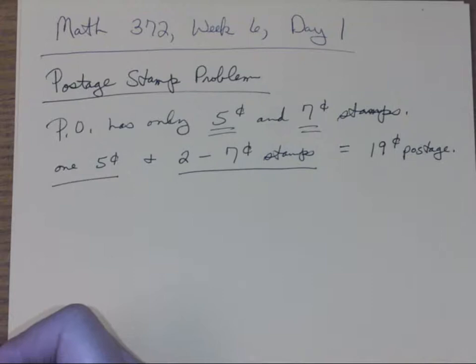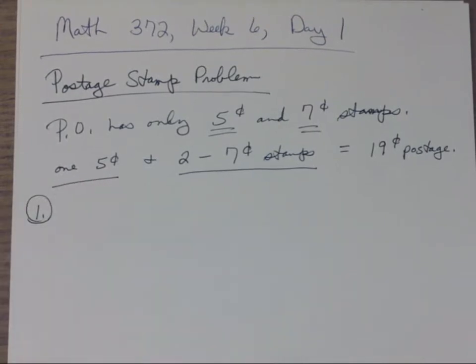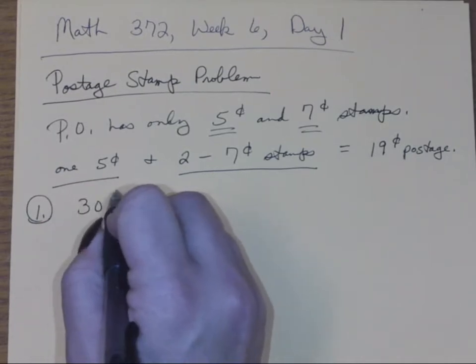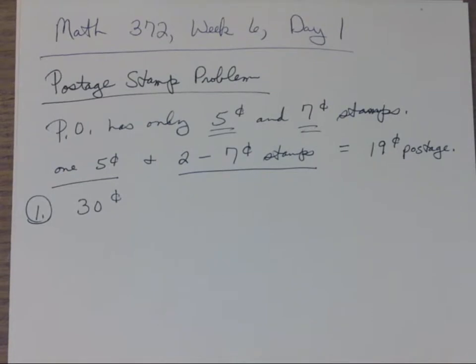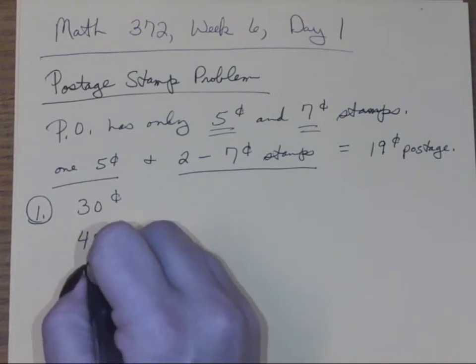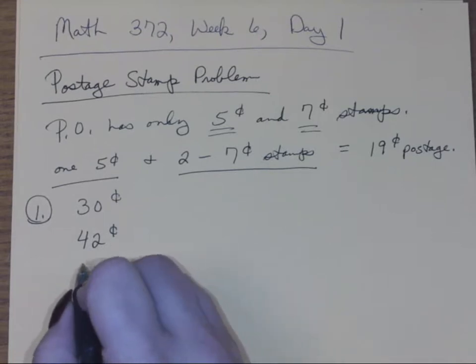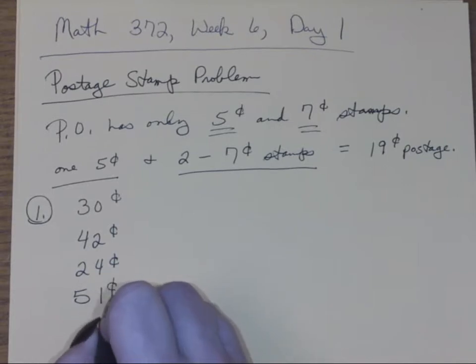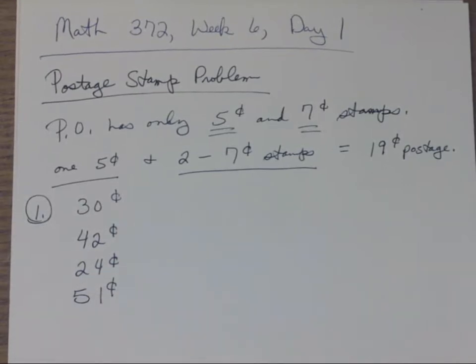So what it says is, number 1, show how you can make each of the following postage amounts by combining 5-cent and 7-cent stamps. And it tells you all of these are possible. So we're not trying to fool you or do anything weird. So I want you to think about these as I write them up here. 1 is 30 cents. 1 is 42 cents. 1 is 24 cents. And 1 is 51 cents. So think about some different combinations that may be able to help you to make these different amounts of postage if all you have is a 5-cent and a 7-cent.